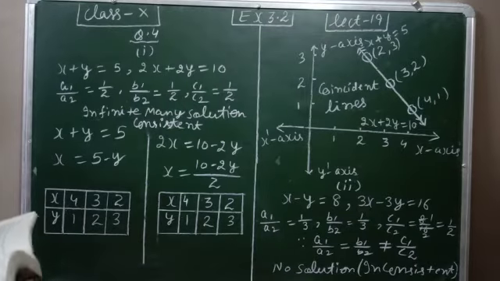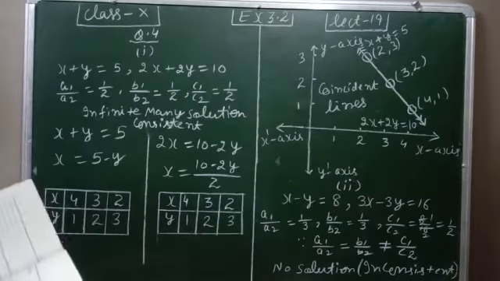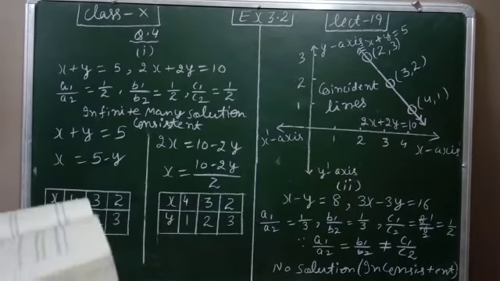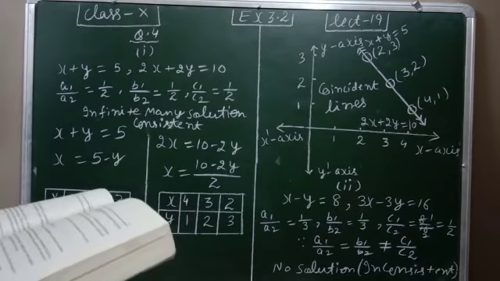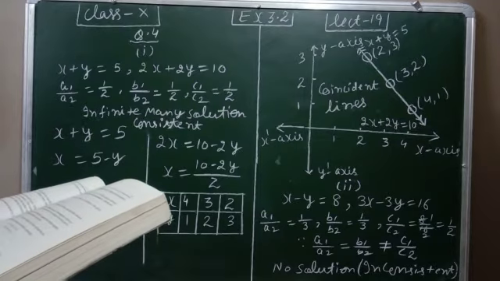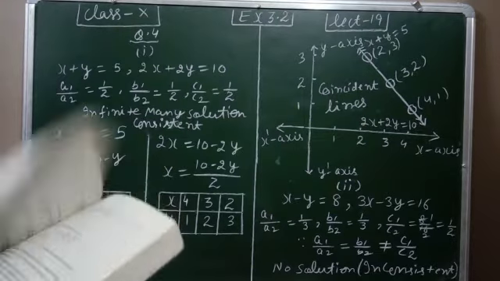Yesterday we completed the second, third and fifth questions. Today we will solve question number 4. Let us read the statement of this question: which of the following pairs of linear equations are consistent or inconsistent? If consistent, obtain the solution graphically.